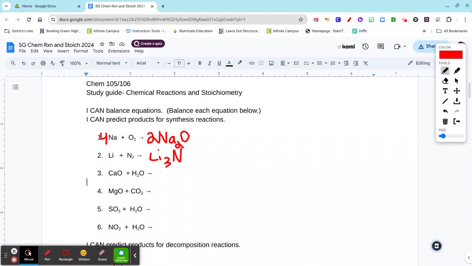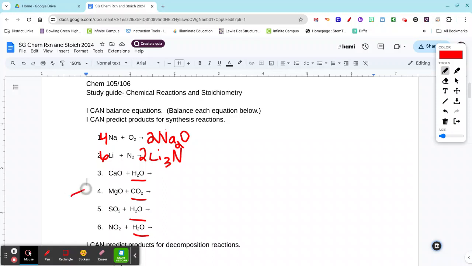Since you have 2 N's on the left side, you need a 2 here. And then that will give you 6 lithium. All right, so those are pretty straightforward, kind of basic. If you have 2 elements, make your compound. The other ones are ones that you need to memorize. So you need to be able to look at these and see, oh, I'm adding water or I'm adding carbon dioxide. That's one of your big hints that you have a synthesis reaction.